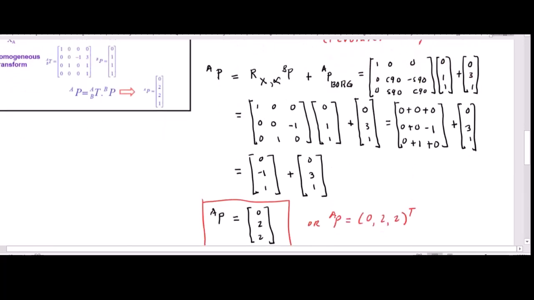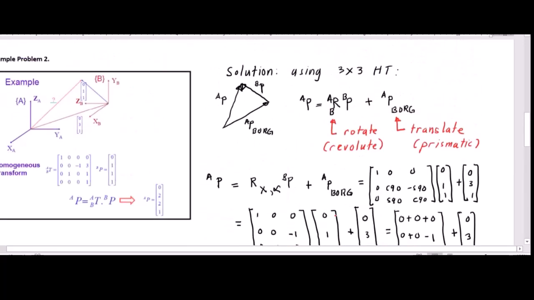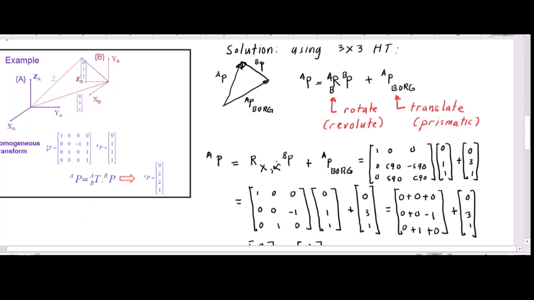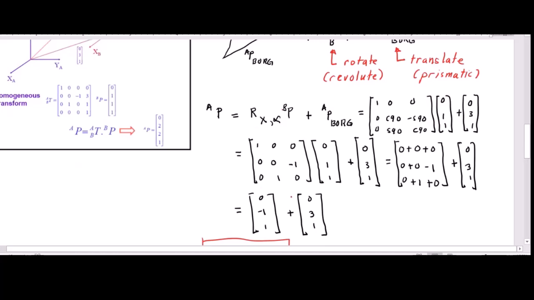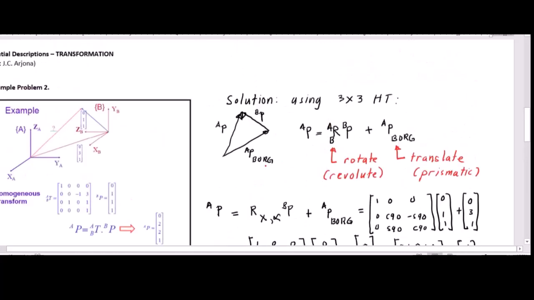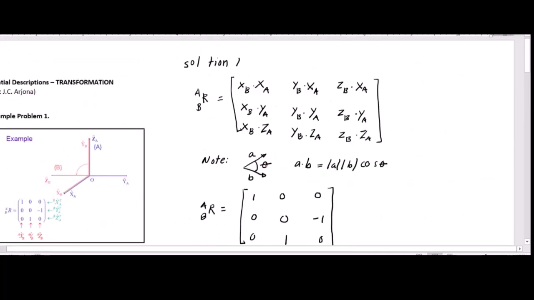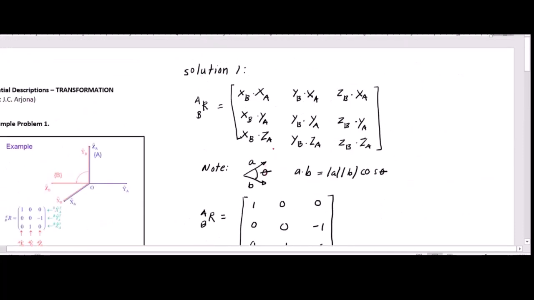Okay. Actually, when you are already familiarized about the orientation, you can easily get the values of the rotation matrix, like this example, based on this principle. So that's it. These are the solutions for the two problems.